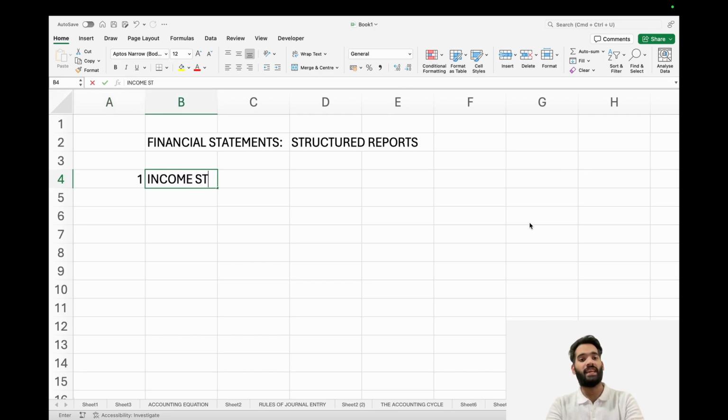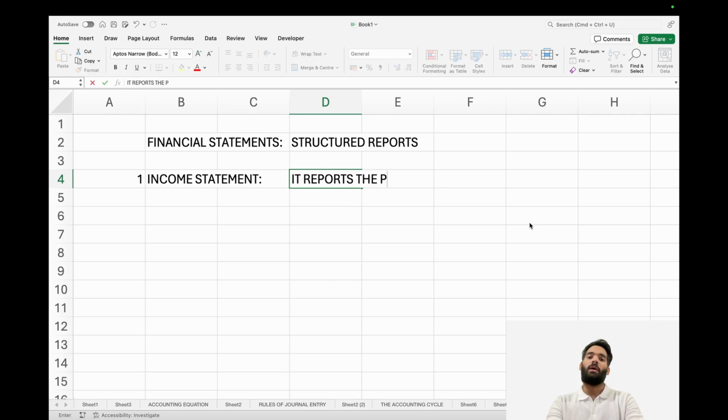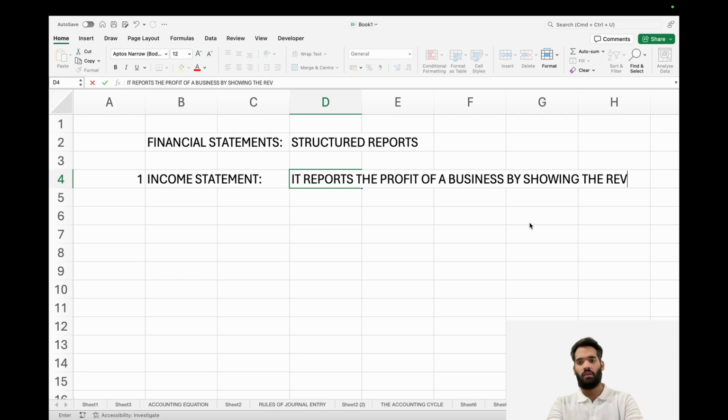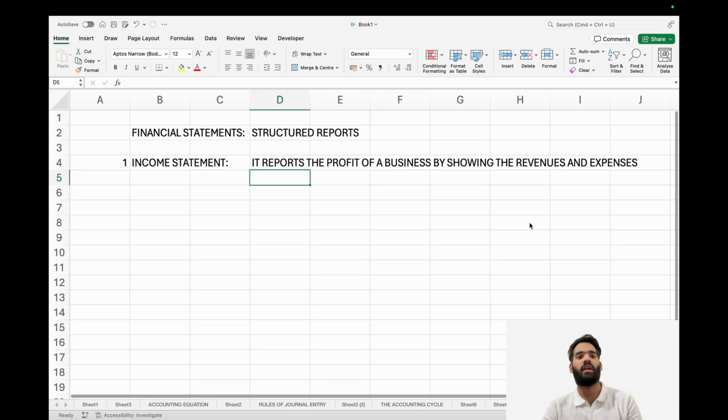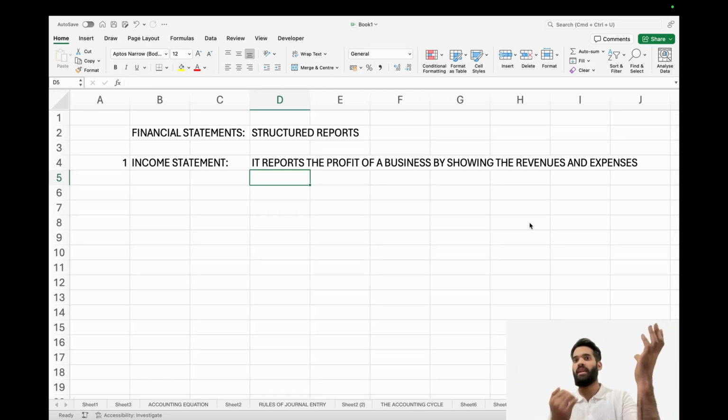First, we have something called the income statement, which is also called statement of profit or loss in some countries. So, what does the income statement tell us? The income statement reports the profit of a business by showing the revenues and expenses. Because I hope you understand that profit is basically revenues minus expenses. So of course, if you show revenues and expenses and you subtract them, you get profit. So that's what the income statement tells us.